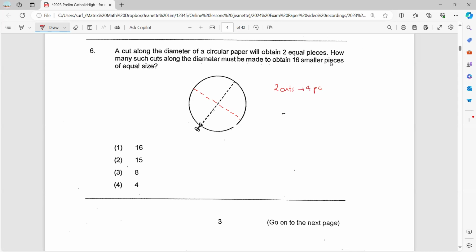4 pieces. Then 3 cuts. Okay, it's not equal, but just to show you how many pieces. If you have 3 cuts, you have 6 pieces. Then if you have 4 cuts, and you count, you have 8 pieces. So as you can see, the number of cuts to number of pieces is double. Okay, it's all times 2. So if you want 16 pieces, you'll take 16 divided by 2, which is 8 cuts.